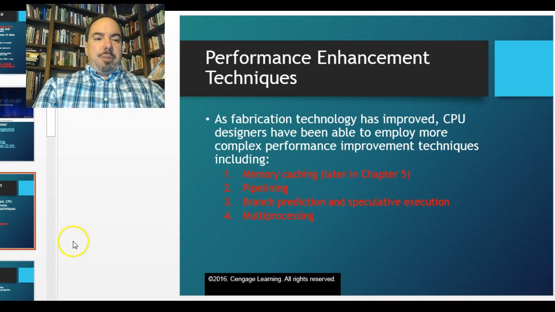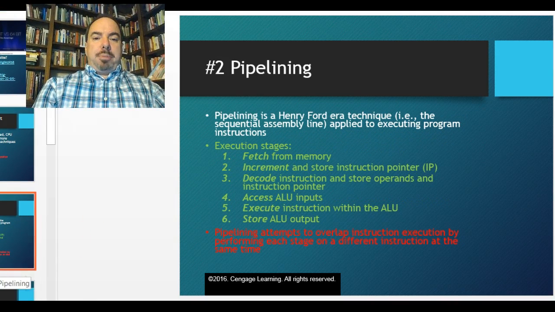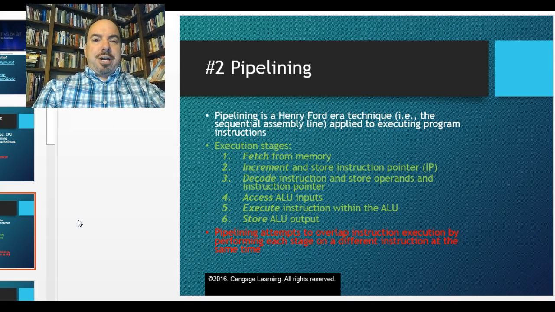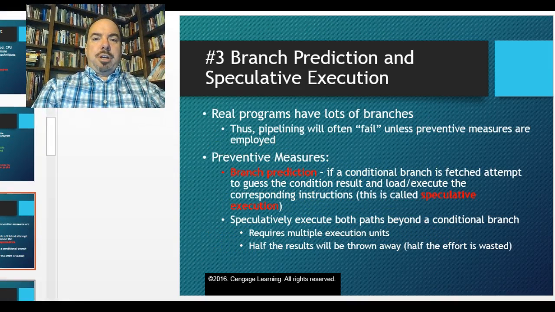branch prediction, and multiprocessing. With pipelining, the only thing I want you to be aware of is that it's attempting to overlap instruction execution by performing each stage on a different instruction at the same time. They're kind of overlapping in registers, and there's a good diagram in the book that describes this, but don't worry about too much detail about how pipelining works.